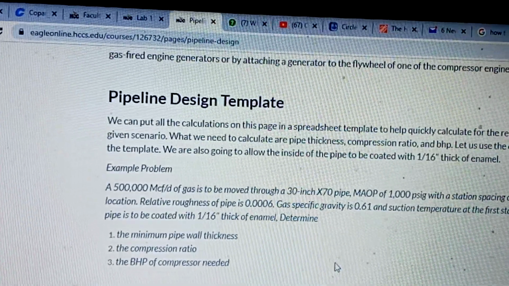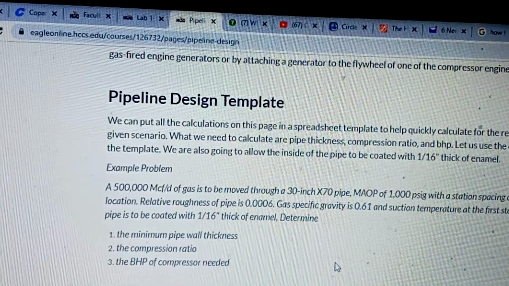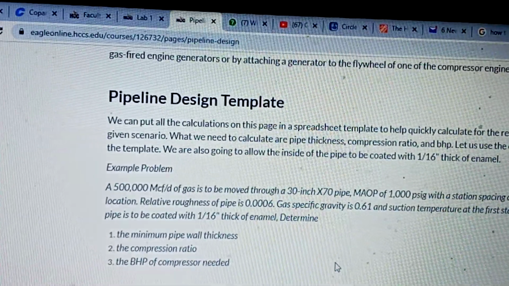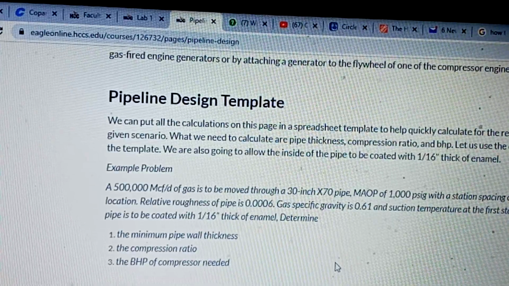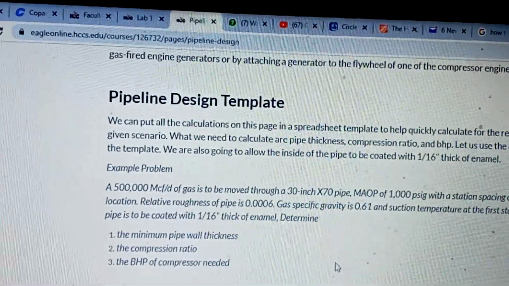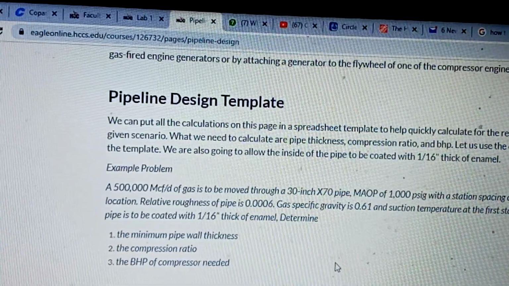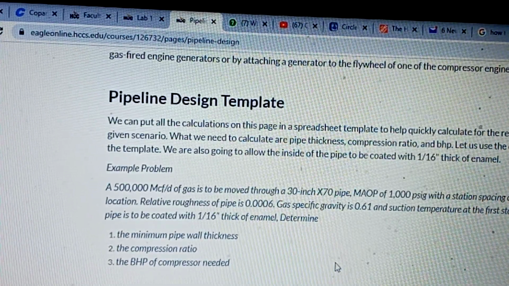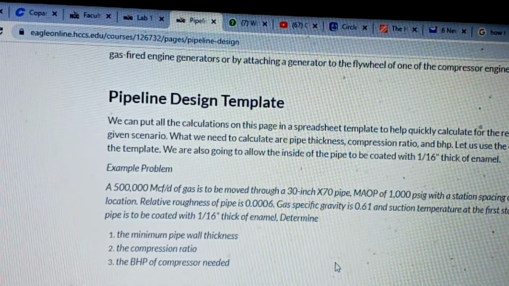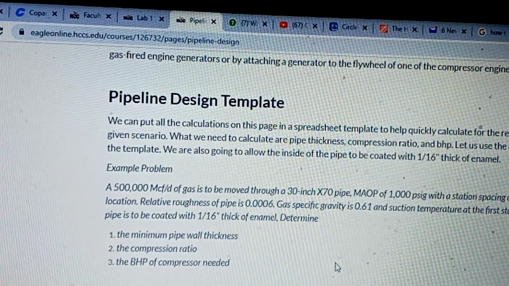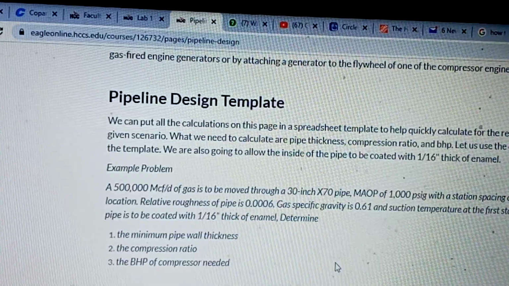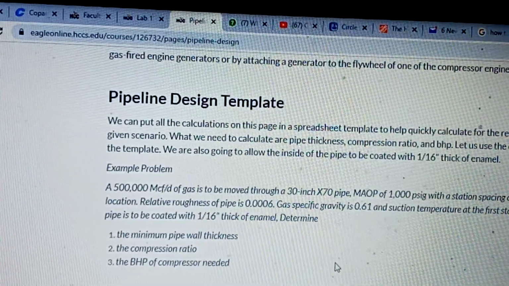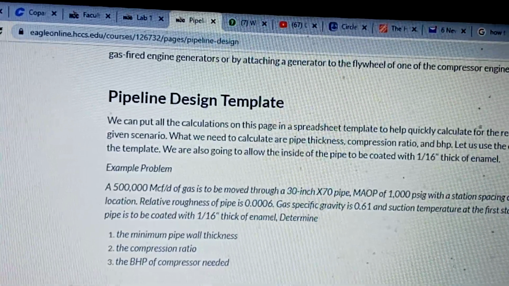This is what you will be doing in lab 14, the last lab for the course. It's about pipeline design. We're going to create a template to design a pipeline. The major thing we want to find here is the compressor you need to boost the gas from station to station. So we're going to work on a problem.